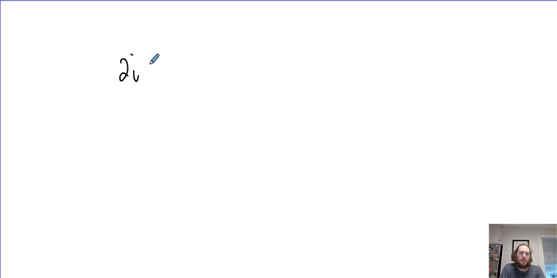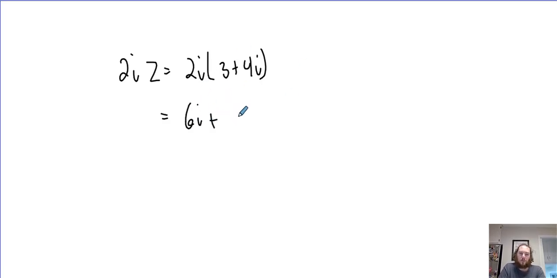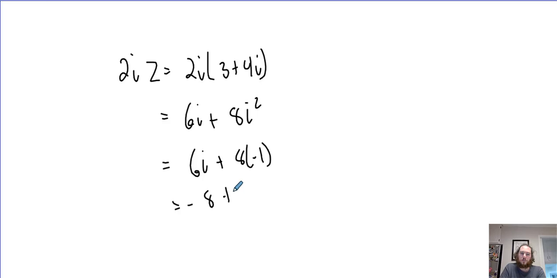So, for example, 2i times z would be 2i times 3 plus 4i. And again, we would expand this by multiplying the 2i in. So 2i times 3 is 6i, and 2i times 4i is 8i squared. Right, and as we just talked about, i squared is actually equal to negative 1, so this becomes 6i plus 8 times negative 1, or negative 8 plus 6i.